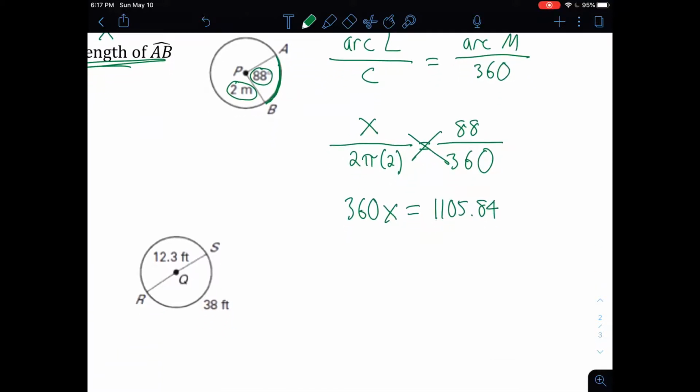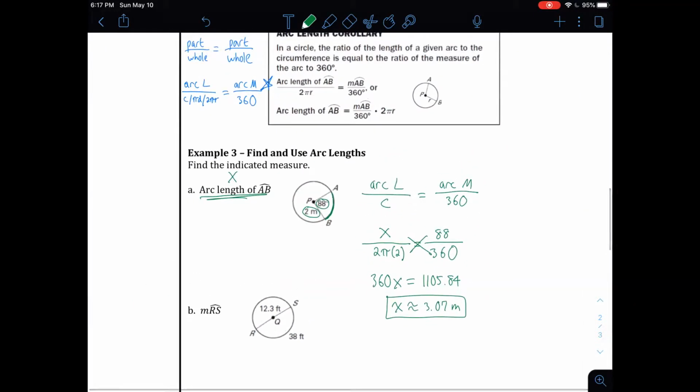Divide by 360, you're going to get x is approximately 3.07 meters. So by using that formula, this arc length right here, this AB, is going to be about 3.07 meters, given that we know the radius, and we know how many degrees this is. The central angle in this arc measures 88 degrees.